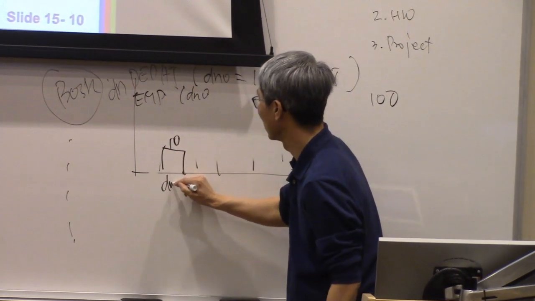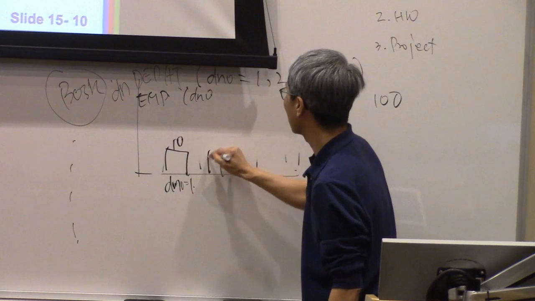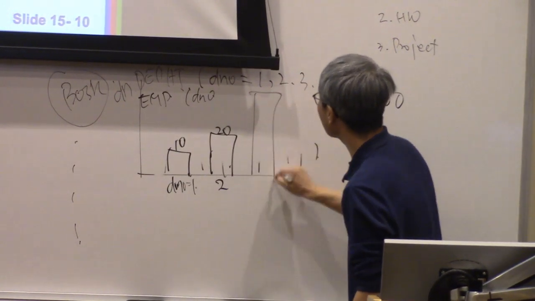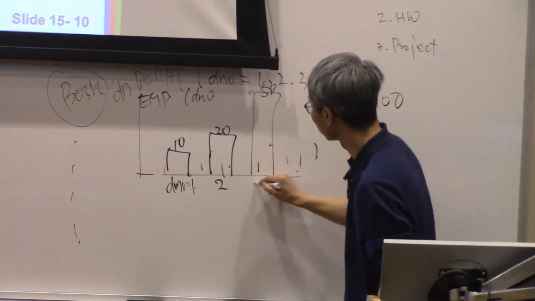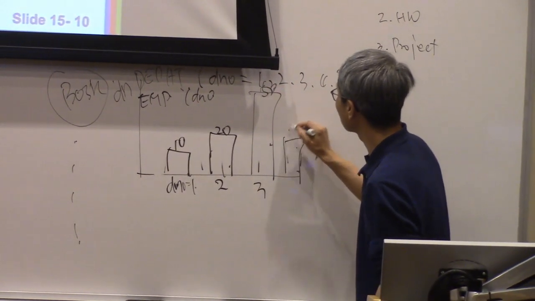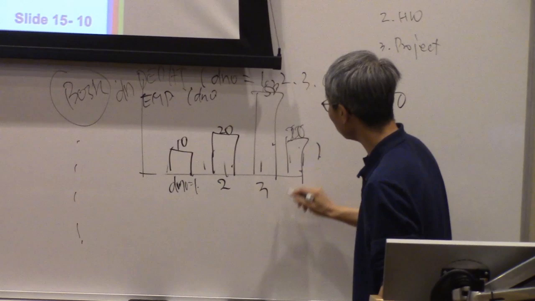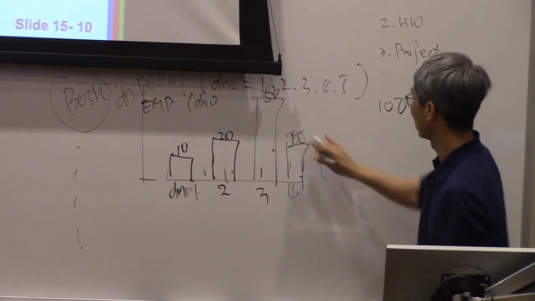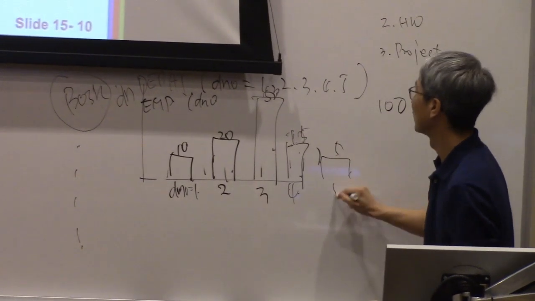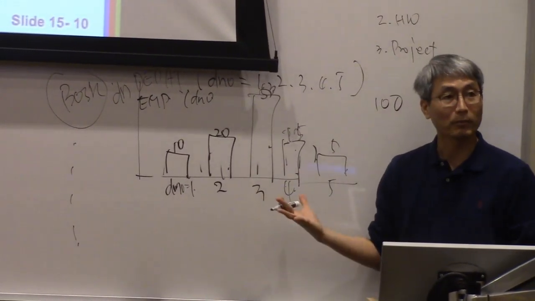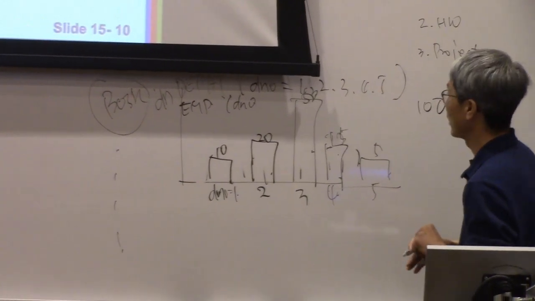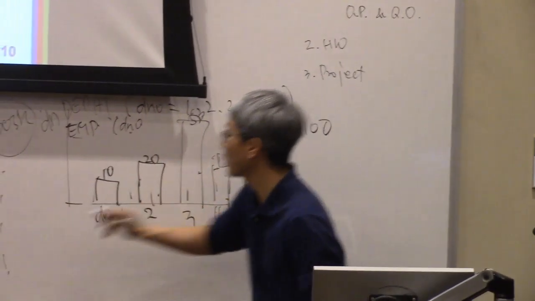Real data is like, sometimes you have 10 in DNO 1, and 20, and 3 is the most, 50, and 10 and 20 is a 4, and 15 and 5. Like that. So one example, the simple example, is when you access employee with the DNO.